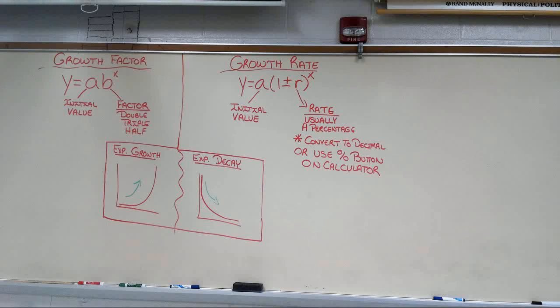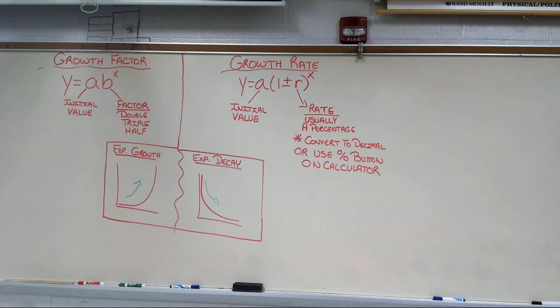That is the equation that you use when you have a growth factor. And if you look, when you're doing it, the a is always your initial value. That's your initial value or your starting point. And then your b is your growth factor. And that is usually a growth factor when they say when it's double, triple, half, or different words like that, where they're telling you exactly what's happening each and every time.